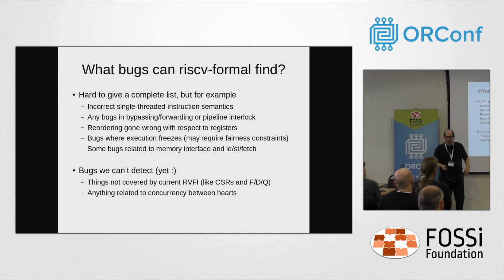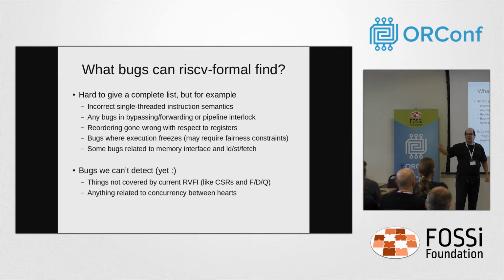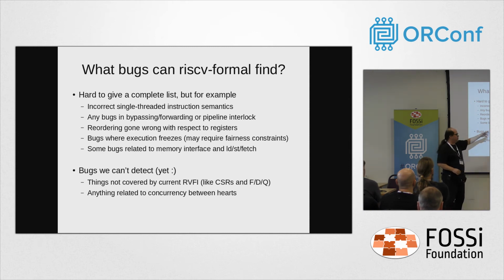However, for this, we might require so-called fairness constraints. So one possible scenario where my processor is freezing is when the memory doesn't answer a fetch request, for example. And then, of course, my core will wait forever. So we need to add an additional assumption to our proof that says, well, the memory will always return within so many cycles. And then we can say, OK, given this fairness, we assert liveness for the core. Some bugs related to memory store, load, and fetch instructions can be found. However, this is not integrated with all cores yet.